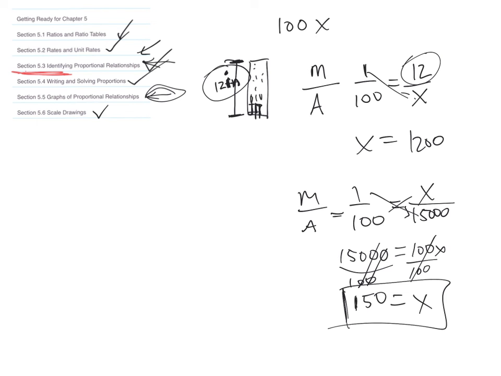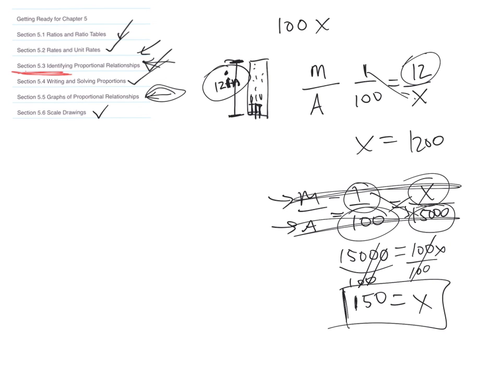So that's your scale drawings. But the whole point is, anytime you have a proportion, you have to make sure that model to actual, miles to hours, boys to girls, whatever you're comparing, you keep them in line. So this was my model size, this was my model size, this was my actual, this was my actual. They have to be lined up. Keep them on the same line.